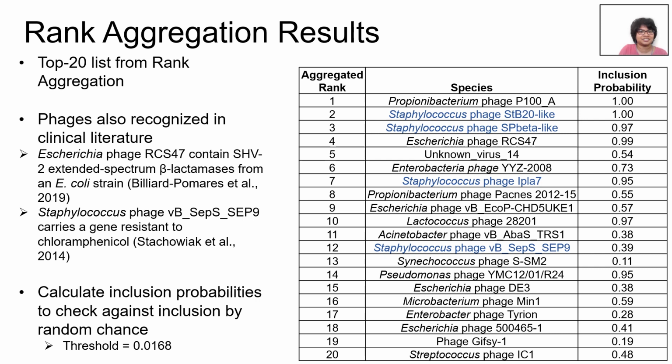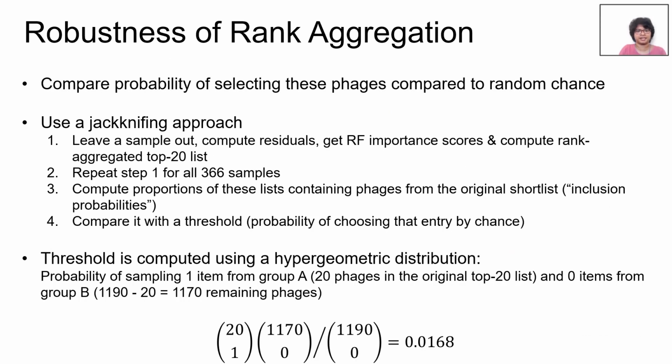To ensure that these phages were not selected by random chance, we looked at the probabilities of their inclusion in the top 20 list and found that these quantities were well above the corresponding threshold of 0.0168. The threshold was computed combining ideas of jackknifing and probability theory.